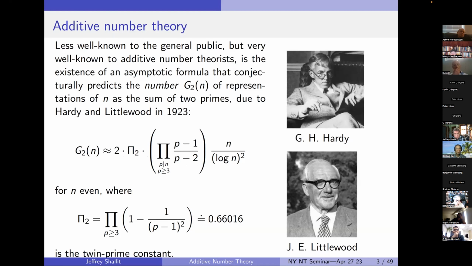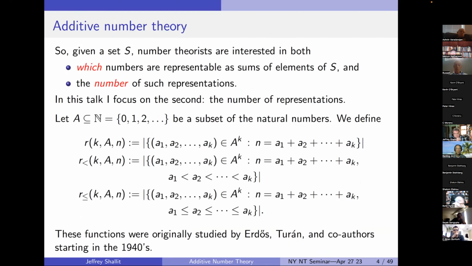So if you have a set of, let's say, natural numbers, what are we interested in? We're interested in which numbers are representable as a sum of elements of S. And we're also interested in the number of such representations. So in this talk, I'm going to focus almost exclusively on the second one, the number of representations.